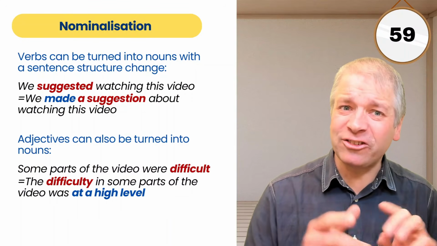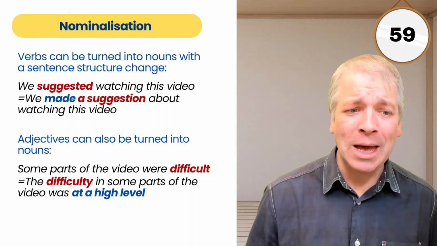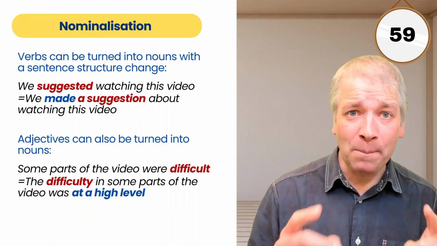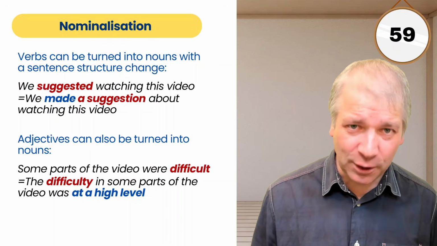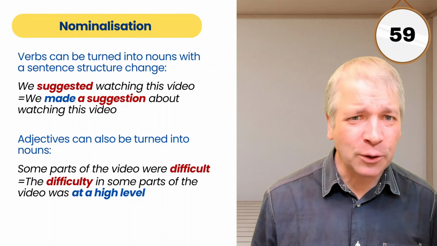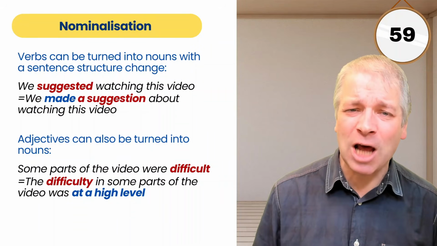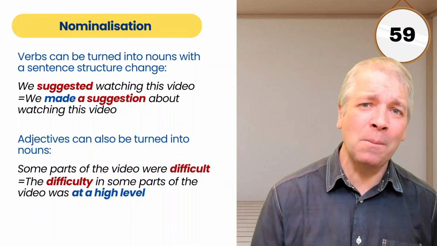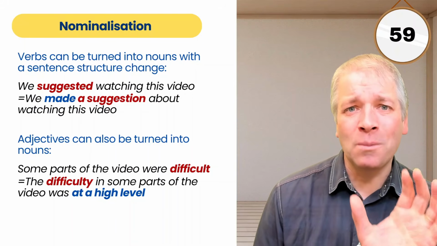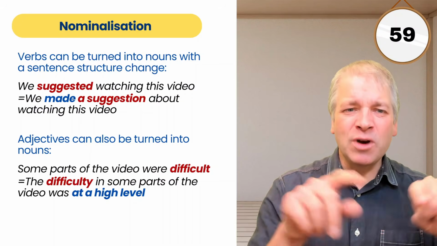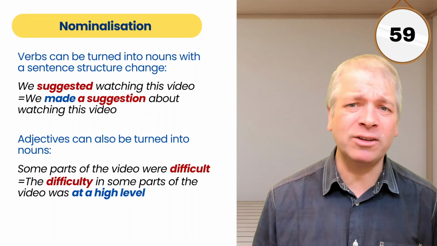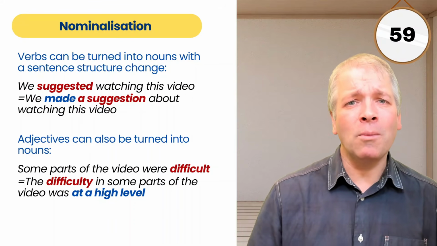We can also do it with adjectives. Adjectives can also be turned into nouns. For instance, some parts of the video were difficult. Another way of saying this is the difficulty in some parts of the video was at a high level. So in the first example, difficult is an adjective, but we change it into its noun form, difficulty, when we rewrite it with nominalization. And this can be a way of making your writing feel more professional or more formal.